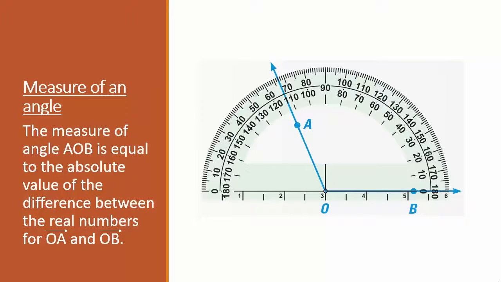Measure of an angle. The measure of angle AOB is equal to the absolute value of the difference between the real number of ray OA and ray OB. Usually when we're talking about the measure of an angle, you'll see it written like this: measure of angle, in this case AOB. So, measure of angle AOB.